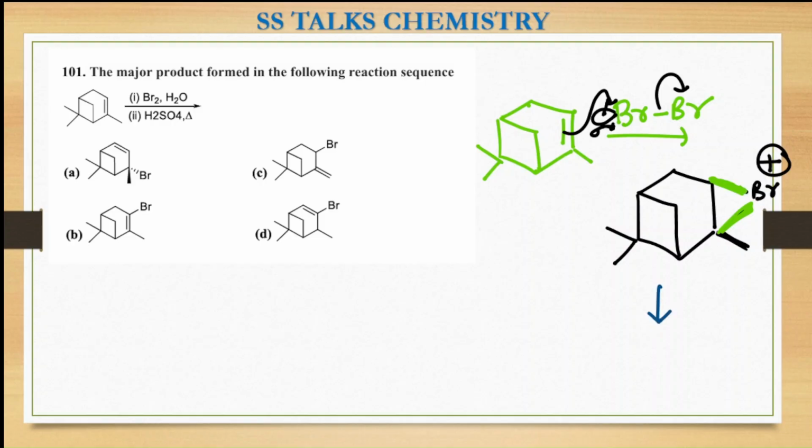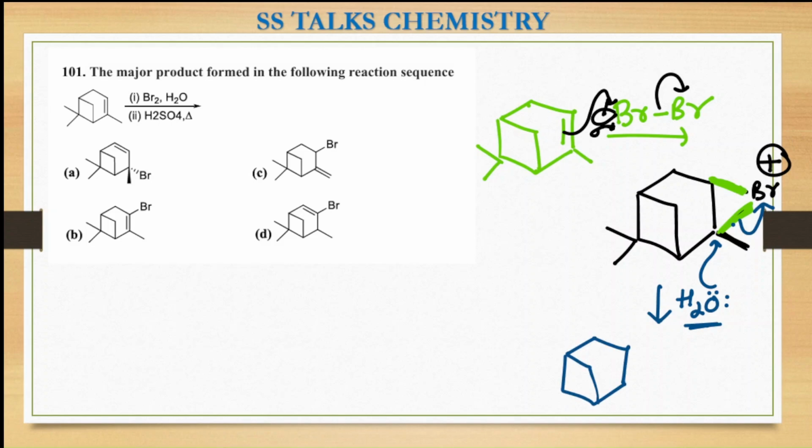Now in the next step they have added water to it. So water will be attacking the site which is the more substituted one. At this particular site it will be attacking, and this bond will be opening. Since the bromonium ion is present in the wedge conformation, the water, that is its OH group, will be coming from the dash position. So we will be getting this species.